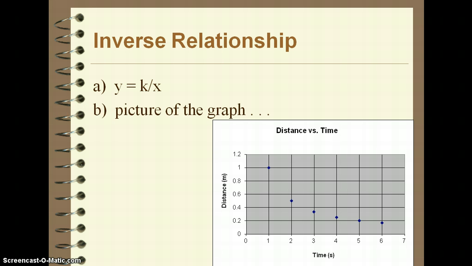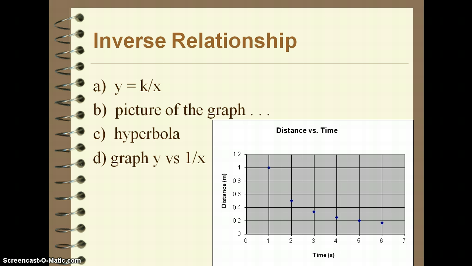The next relationship is the inverse relationship. The inverse relationship shows a downward trending curve. It's not straight again, but as our x values increase, notice what's happening to the y values. The y values are decreasing. So the equation for this would be y equals k over x, where k is some constant. It could be any number, doesn't change. X and y are our variables, and notice that as x increases, it makes y smaller because x is on the bottom of a fraction. So there's the picture of the graph, and this type of graph is called a hyperbola.